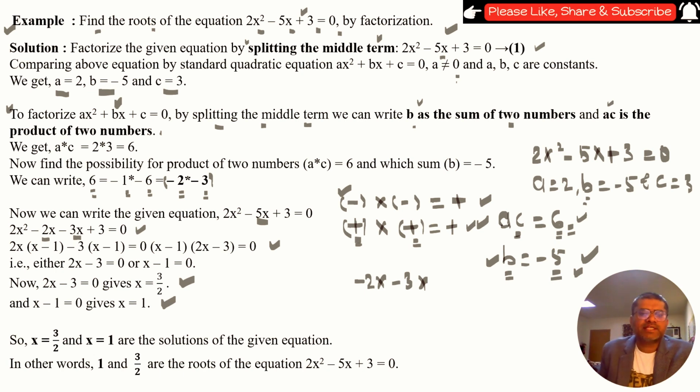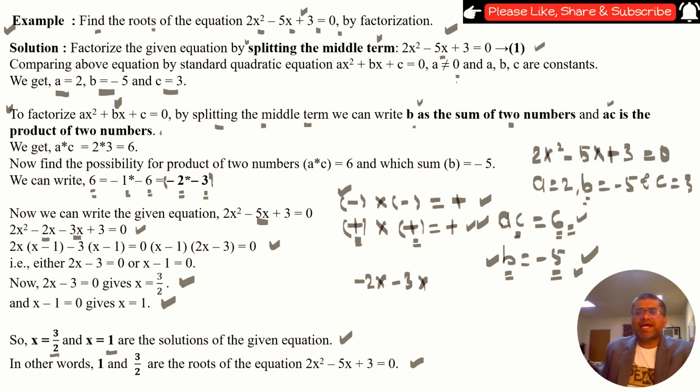So x is equal to 3 by 2 and x is equal to 1 are the solutions of the given quadratic equation. In other words, 1 and 3 by 2 are the roots of the equation 2x square minus 5x plus 3. I hope you understand this solution.